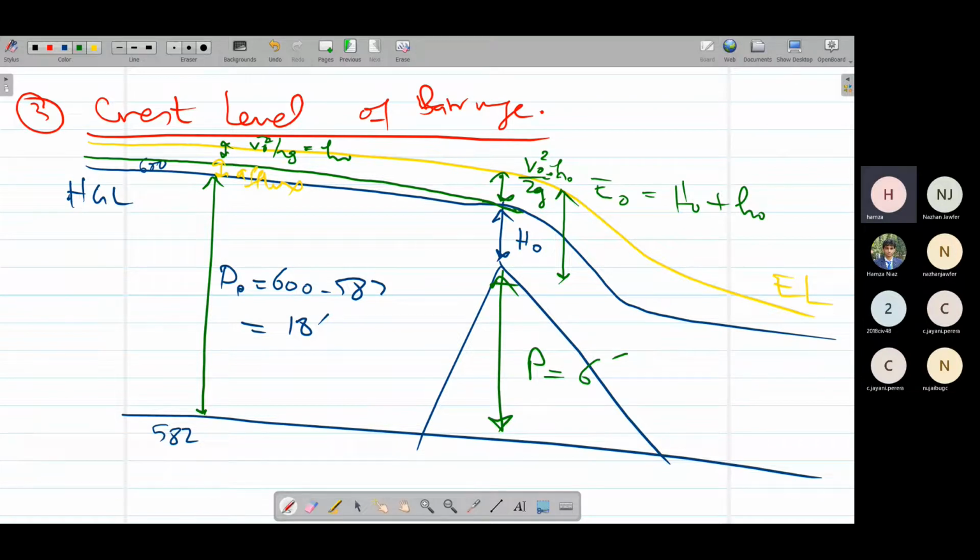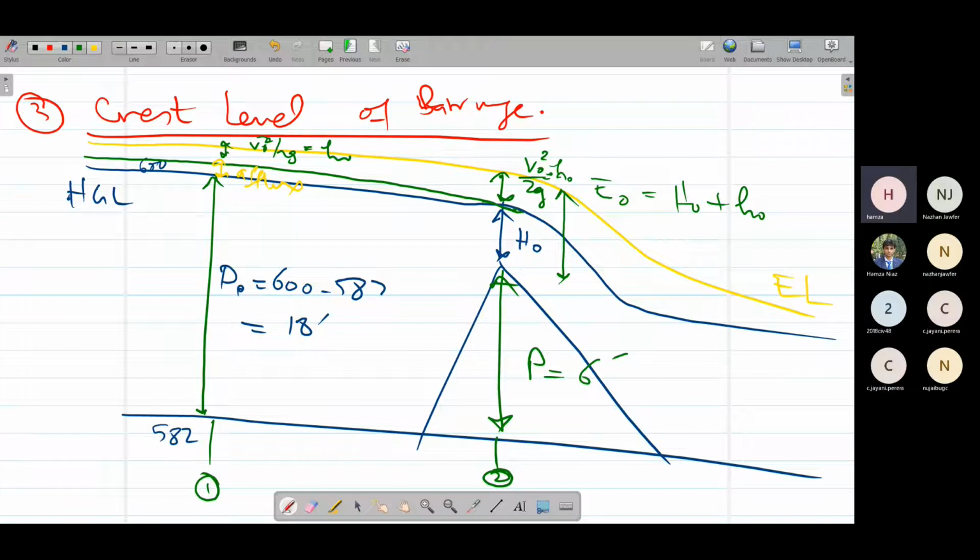We are considering that there are no losses between section 1 and section 2. This is section 1 and this is section 2. So there are no losses between these two sections, and this is the total profile of the barrage.